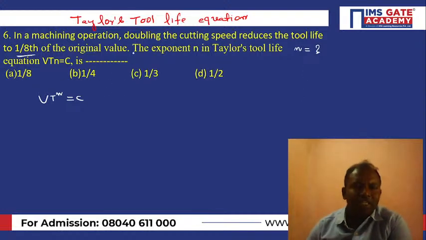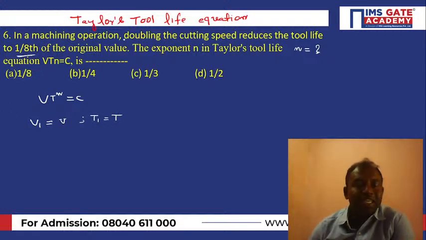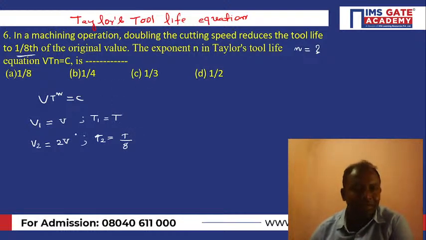Okay, now two cases are going to happen here. In the first case, V1 equal to, we consider it as V, and the corresponding tool life we consider T. Now in this, what happened, doubling the speed. So in the second case, cutting speed is going to be double, that means double the initial value. Now in this second case, if the cutting speed is double, then tool life is going to be 1/8th of the original value, isn't it? 1/8th of the original value. Now we have to find n.